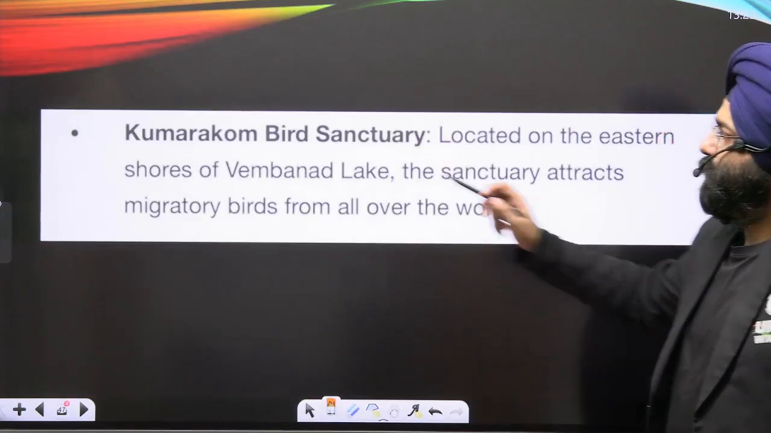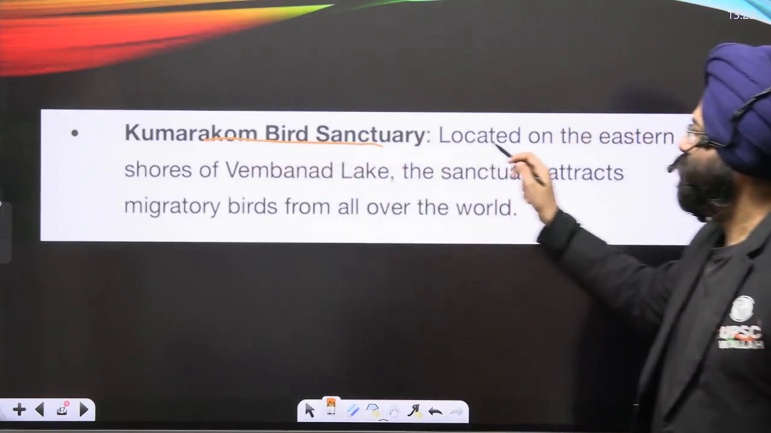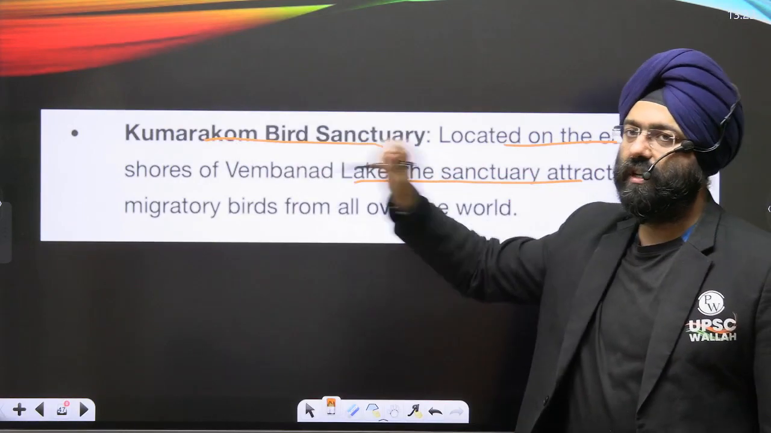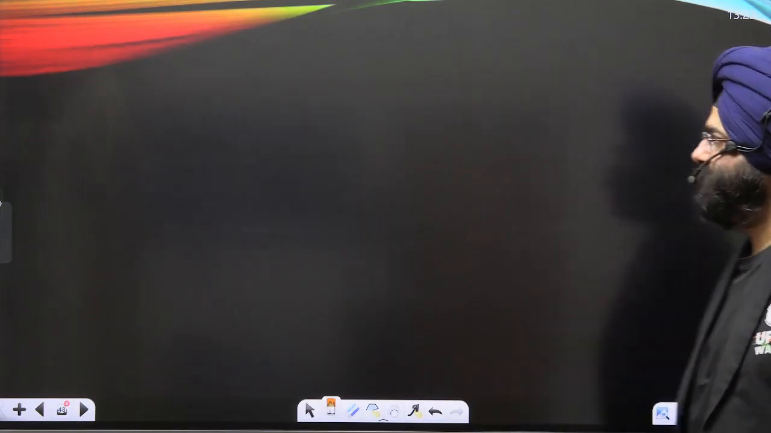Next, Kumarakom Bird Sanctuary, located on the eastern shores of Vembanad Lake, attracts migratory birds. So this is also a question that can be asked in a single sentence in your preliminary examination.